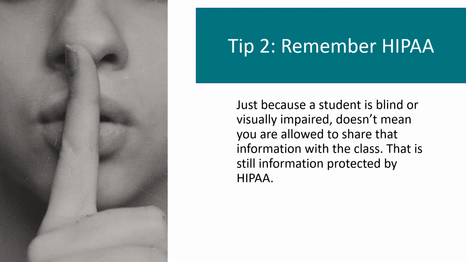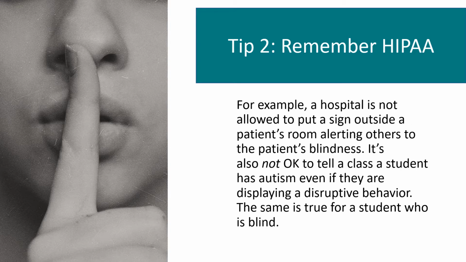Tip number 2, remember HIPAA. Just because a student is blind or visually impaired doesn't mean you are allowed to share that information with the class. That's still information protected by HIPAA. For example, a hospital is not allowed to put a sign outside a patient's room alerting others to the patient's blindness. It's also not okay to tell a class a student has autism even if they are displaying a disruptive behavior. The same is true for a student who is blind.